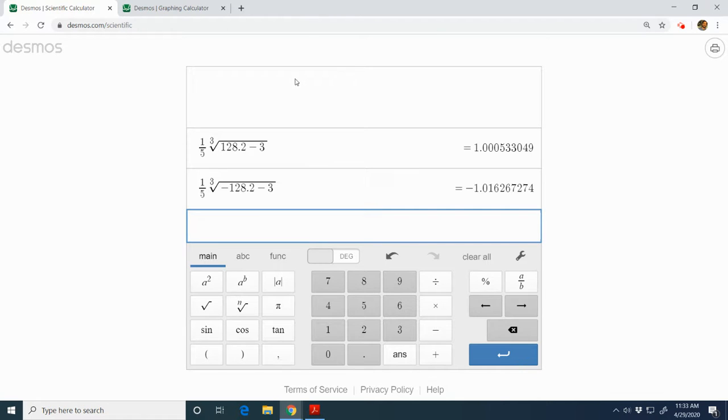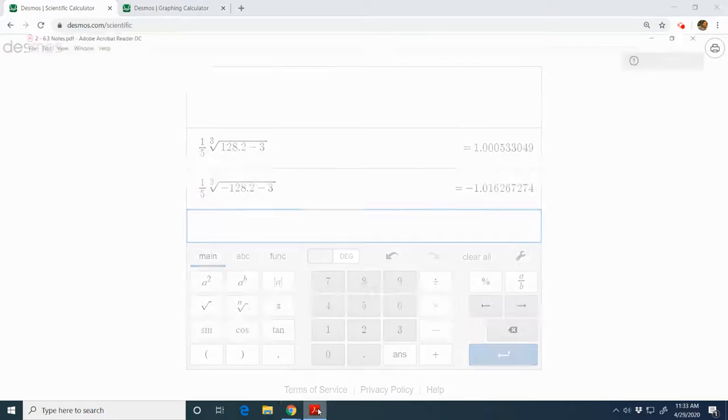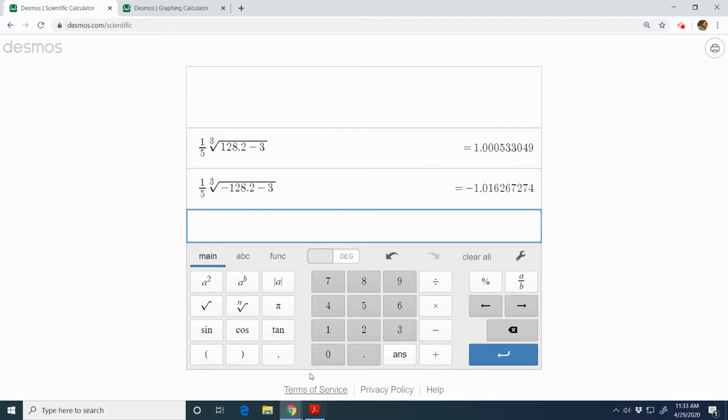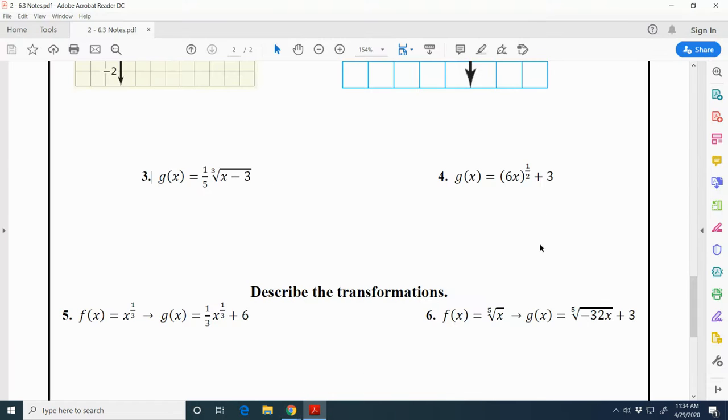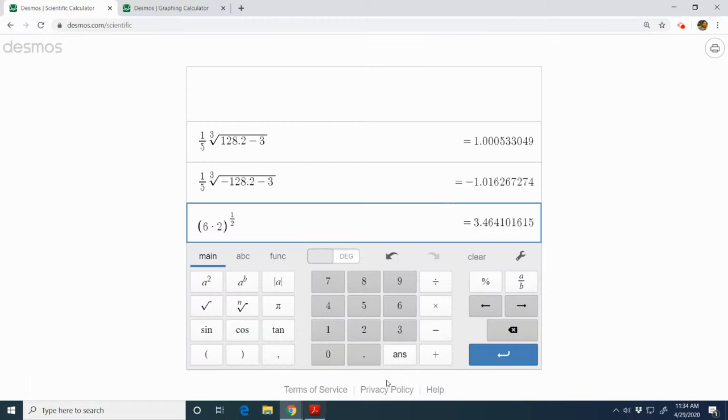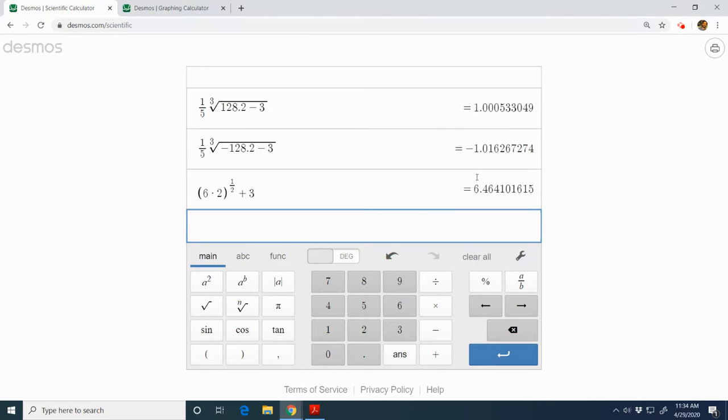If you wanted to do it with a fraction power, so 6x, so I have 6, and then we got to plug in something for x because I'm on the scientific calculator. So let's just plug in the number 2. So I have 6 times 2. You got to hit times because 6x is 6 times 2. And then it's raised to the 1/2 power, right? So I'm going to hit this button, the A to the B. And then I just type in 1 divided by 2. And as long as it looks like it's in the exponent still, you typed it in right. And then I'll type in plus 3. So I get 6.46.